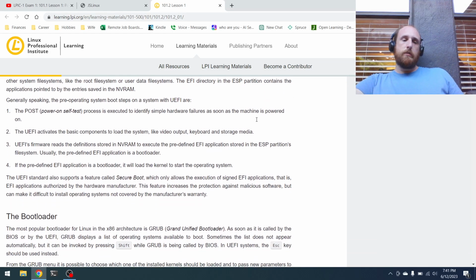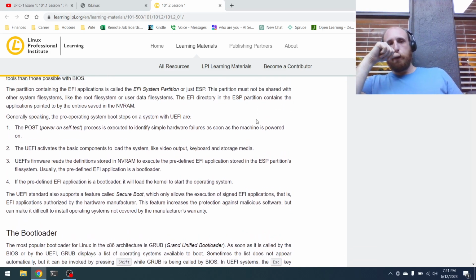This approach allows for the implementation of much more sophisticated tools than those possible with BIOS. The partition containing the EFI applications is called the EFI system partition, or just ESP. This partition must not be shared with other file systems like the root file system or user data file systems. The EFI directory in the ESP partition contains the applications pointed to by the entries saved in the NVRAM.